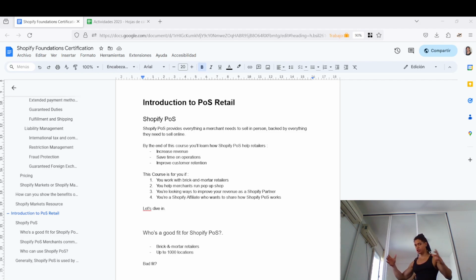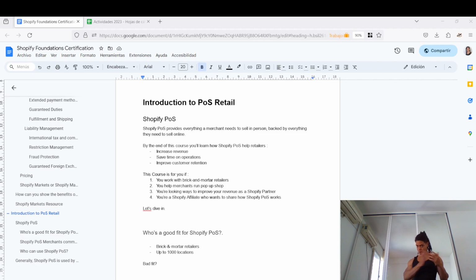So Shopify POS is for brick and mortar locations, or brick and mortar retailers, up to 1,000 stores. But it's not good for cafes or restaurants, because of the complexity, for example, complex menu management, where they have to integrate a lot of ingredients. Also, they don't provide a kitchen display system, so Oracle provides these kinds of solutions. So you get the idea.